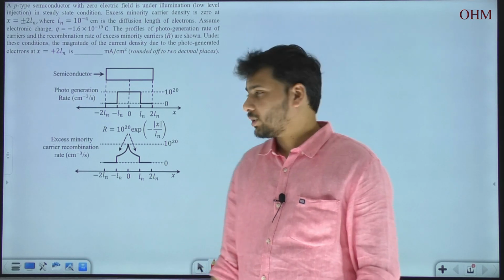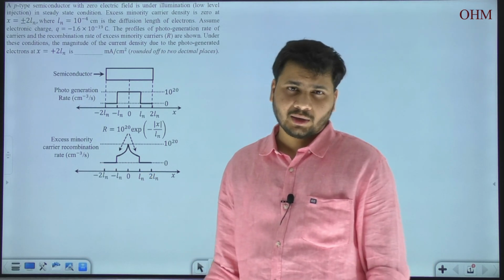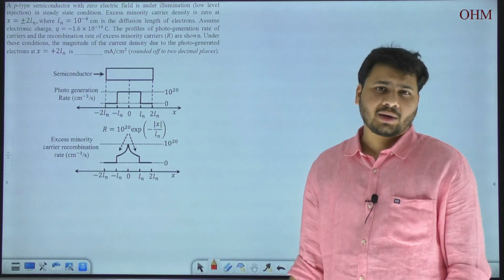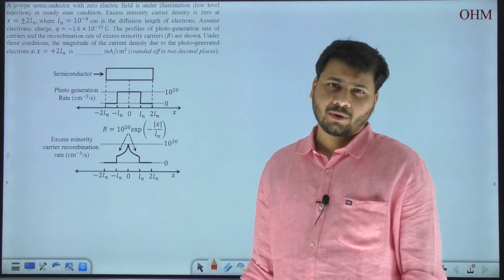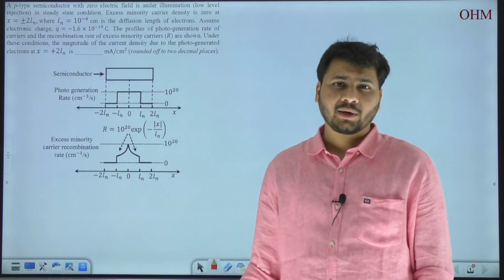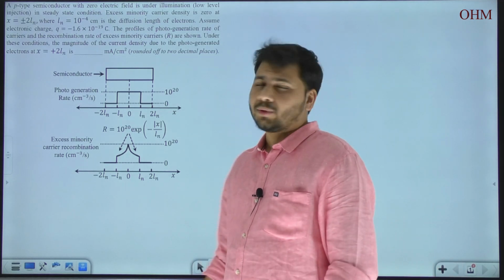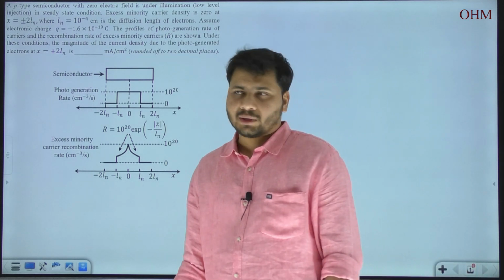Today I'm here to discuss a problem on semiconductors, related to photo generation of EHPs and also the recombination of excess minority carriers and the resulting excess minority carrier concentration profile. You must know that this question came up in the recently conducted GATE exam in the EC paper. A few students were asking me what the answer is to this question.